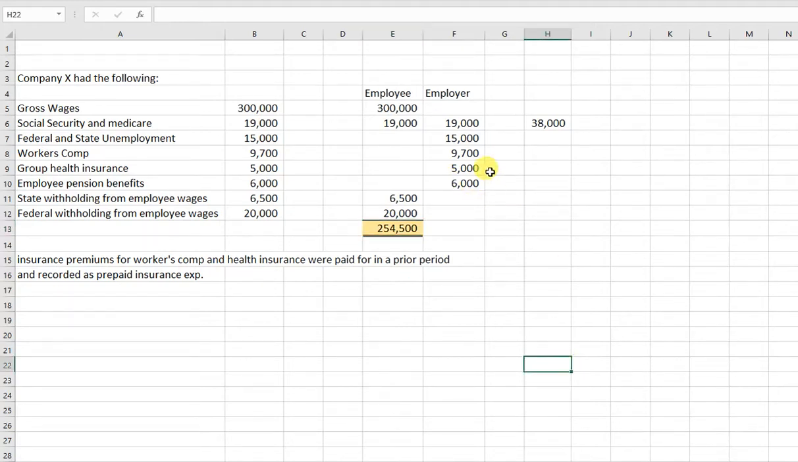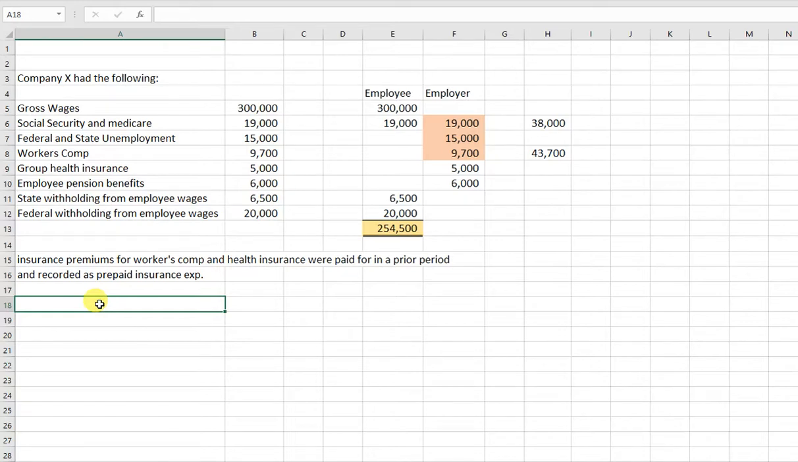remember. And then as far as taxes, this one is the tax, state and unemployment, and workers' compensation are all taxes. So I have those added up together. The problem tells us that these two were paid for ahead of time and recorded as prepaid insurance expense. So they're sitting out there, already paid off, but as I earn them or incur them, it reduces the prepaid, which I'll show you in the journal entry.